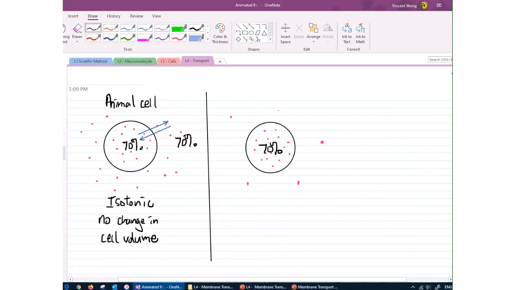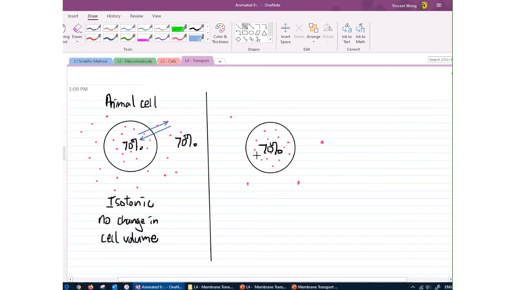And again, you might be thinking, well, then the pink dots are going to leave the cell, right? But not quite, because the cell membrane is selectively permeable. So it might not let the pink dots leave the cell. So the only thing that can move in this case would be the water. And water will always move towards the side that has a higher solute concentration. Think about salting the fish, right? It will move towards the side with more salt.